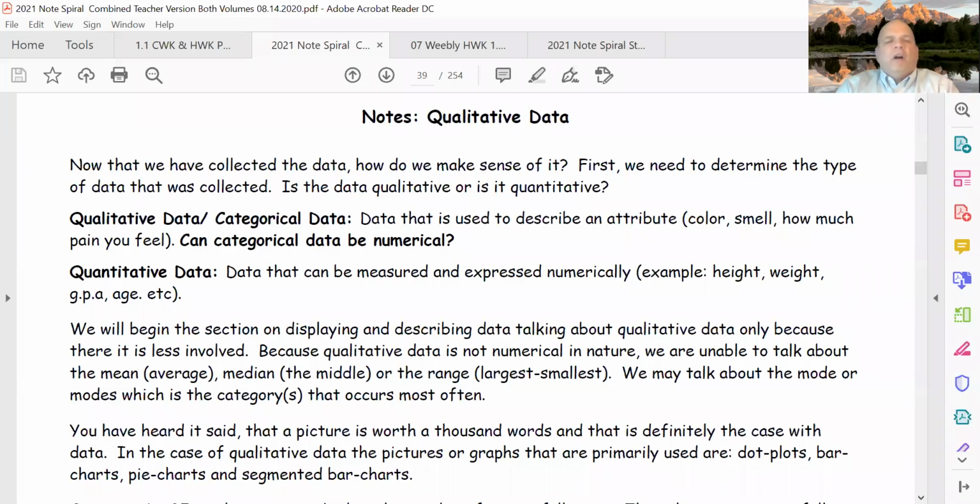Okay, we have been talking in the past about quantitative data. That was data that was measured in a numerical manner, and we could display and describe it. Now we're going to talk about categorical or qualitative data, and that is data used to describe an attribute like color or smell and things of that nature.